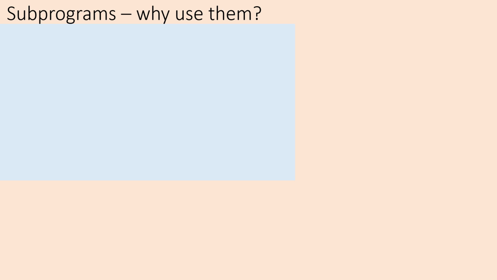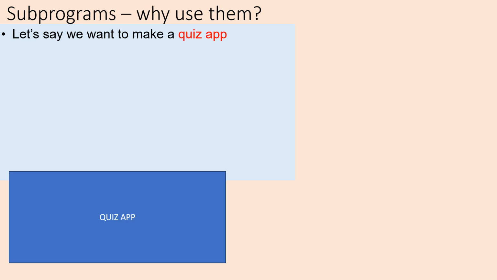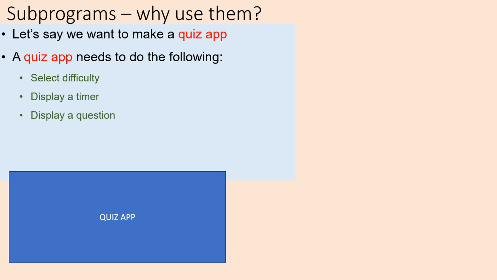Subprograms, why do we use them? We'll use the example of a quiz app. If we were going to write a quiz app, we could approach the problem as one whole problem and just write one long bit of code to create our quiz app. But if we think about it, our quiz app could be split up into separate smaller problems. For example, selecting a difficulty, displaying a timer, displaying a question, and you can probably think of some more, but we'll just use those 3 for now.